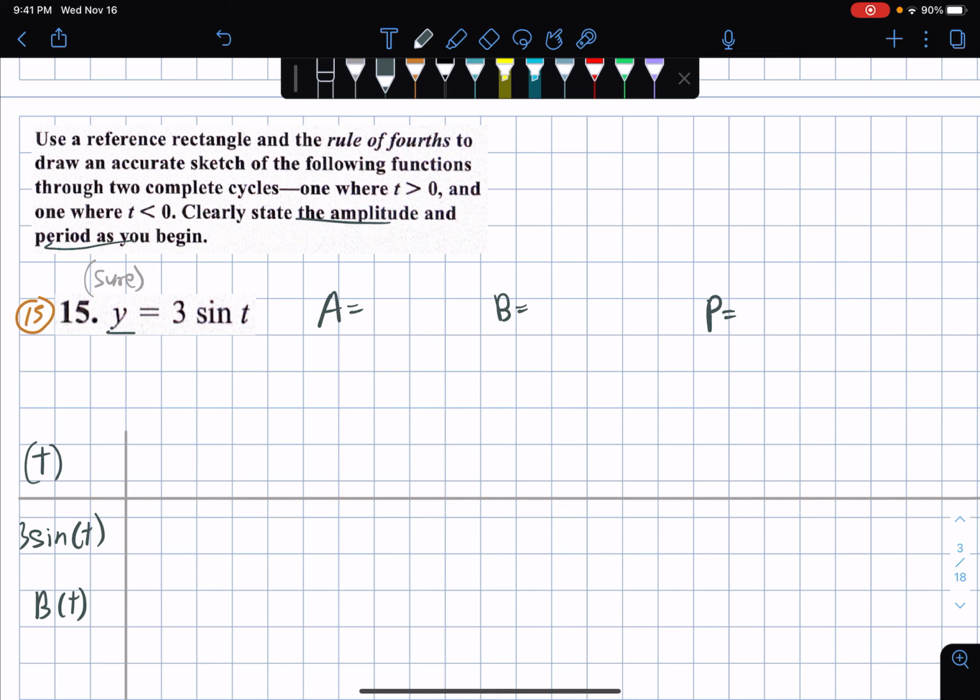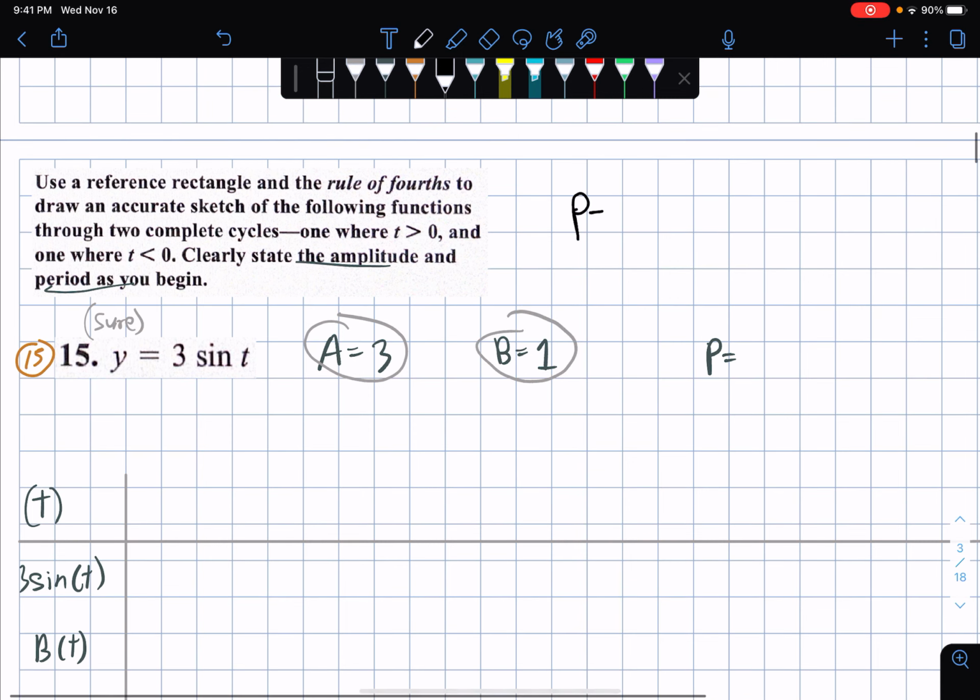So here in number 15, y is equal to 3 sine t. The number that multiplies to sine is the amplitude. So a is 3. And sine t, there's no number in between sine and t, so b is still 1. Based on what we know earlier, period is equal to 2 pi over b, and because b is equal to 1, 2 pi over 1, it's still 2 pi.